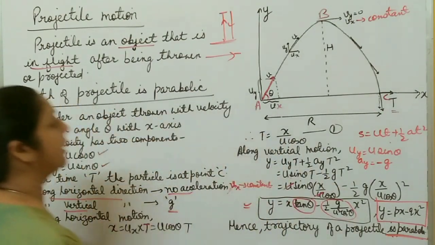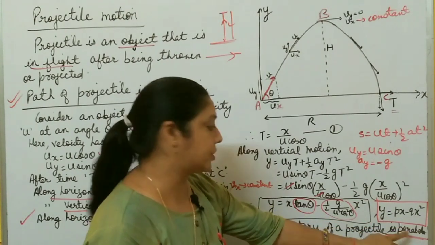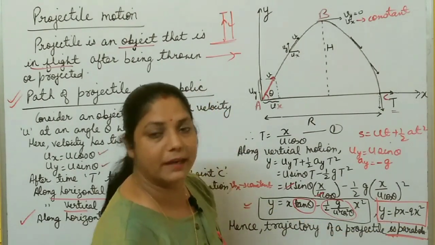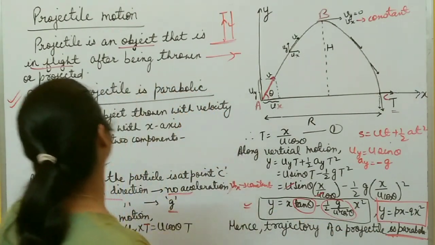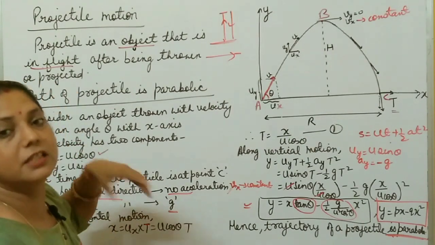So to prove the trajectory of a projectile is parabolic, you have to show the parabolic equation in this form, y equal to px minus qx square. Okay, so this one is very, very important to prove that the path of the projectile is parabolic.